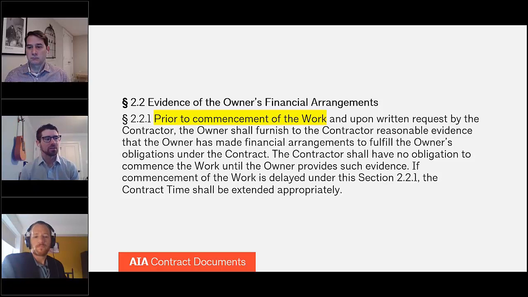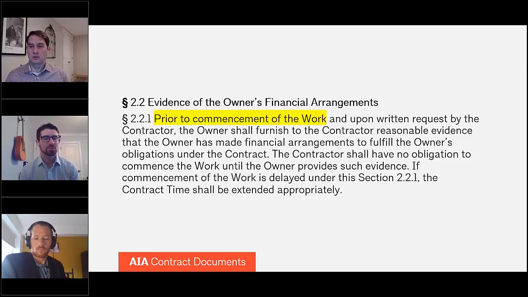So in the vast majority of states, there's this underlying theory that when you enter into a contract, you are presumed to be entering into it and working in good faith. You are trying to adhere to the terms of the contract. And in that sense, if the contractor is entitled to this request and makes this request, then it's incumbent upon the owner to make reasonable evidence available to the contractor.